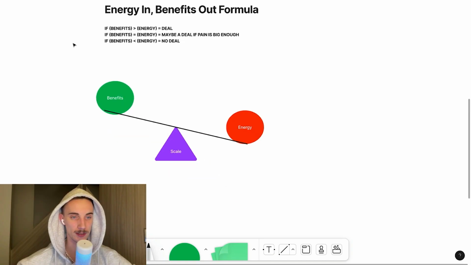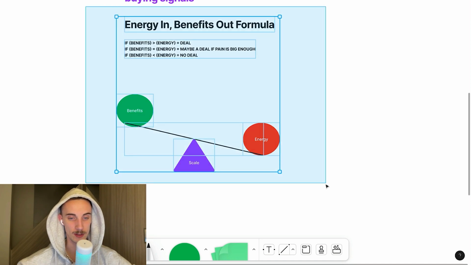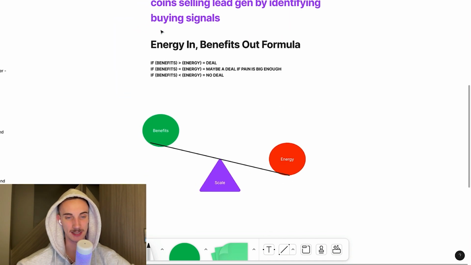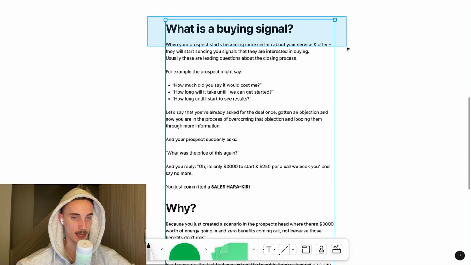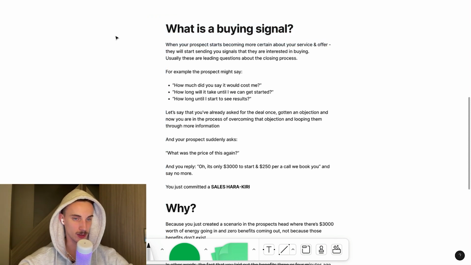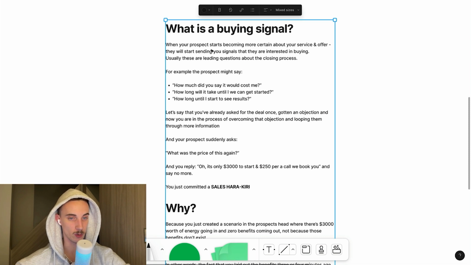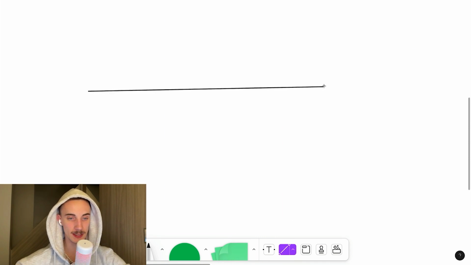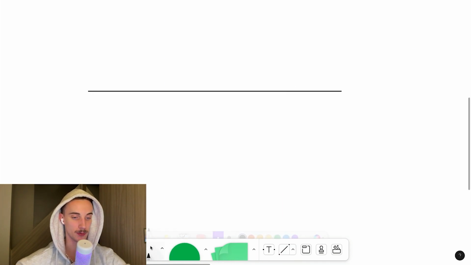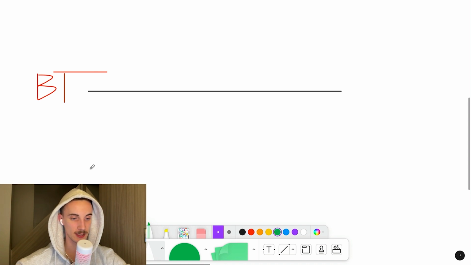This is the formula that we need to understand before we move into identifying and handling the buying signals the correct way. First, we need to understand what a buying signal is. A buying signal is a situation when your prospect starts becoming more certain about your service and offer. So let's say that this is the prospect's buying temperature. Here is the prospect's certainty. And when the prospect's certainty crosses this buying temperature line here, they are certain and they're ready to buy.